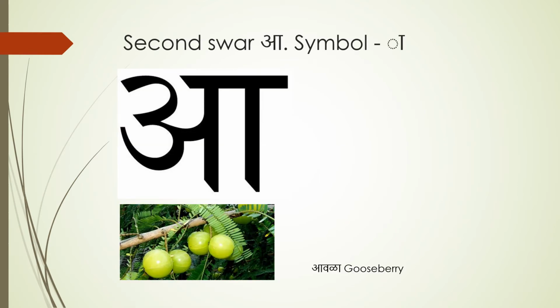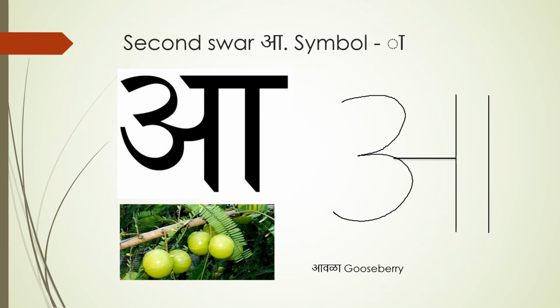The second letter is A. The symbol for A is a standing line. Let's see how it is written. To write an A, start with O, which is 3, a sleeping line, a standing line, and then one more standing line beside it, and finish this off with the top line. An example of A is Aura, the Indian gooseberry, an extremely sour but nutritious fruit.